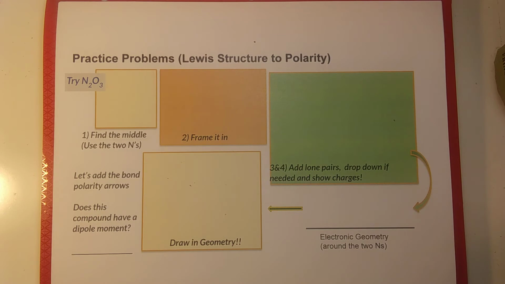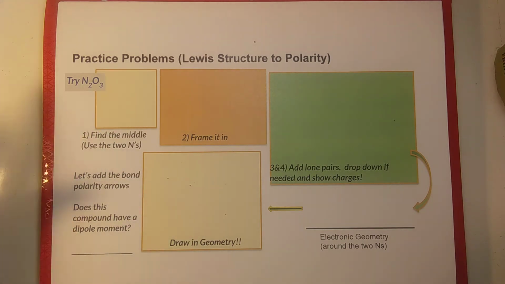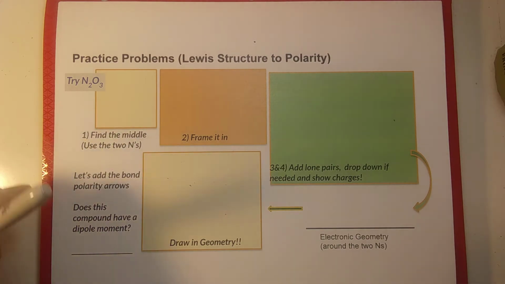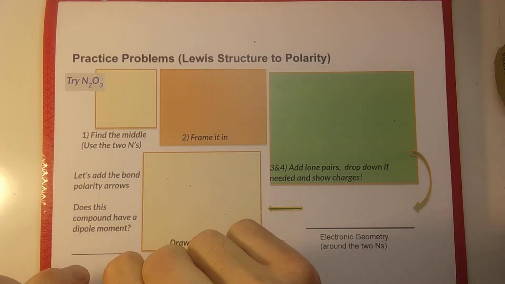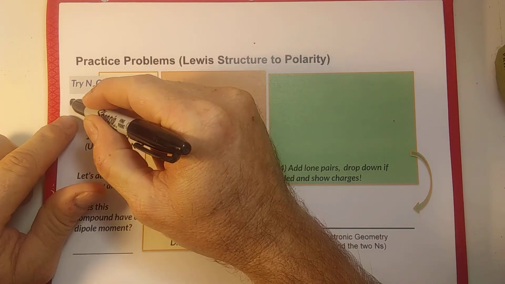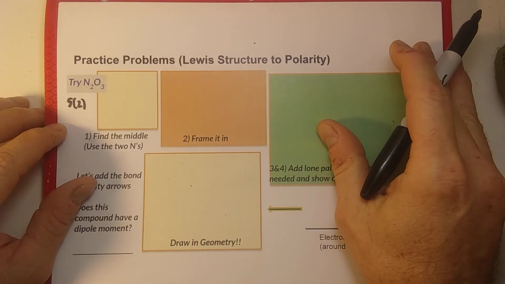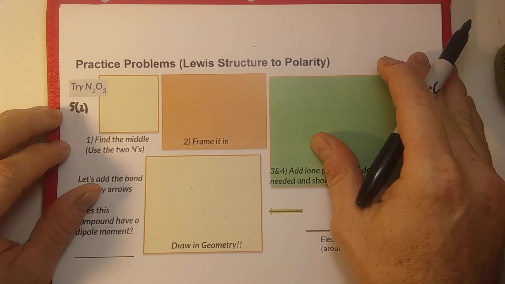Now remember, to start, you always want to make sure you know the number of valence electrons that you're dealing with for this particular formula. So nitrogen has 5 electrons, but there's 2 of them, so we'll say 5 times 2. And again, you can do this at any time during the building process, but we'll do it at the beginning here.